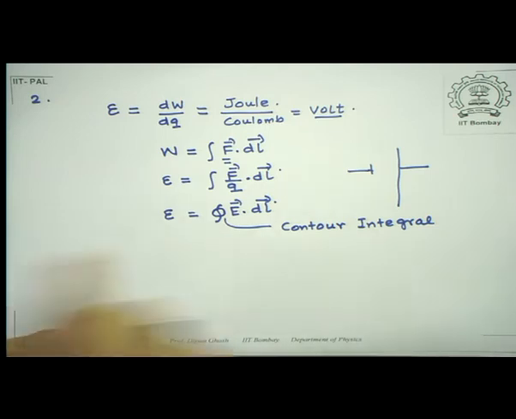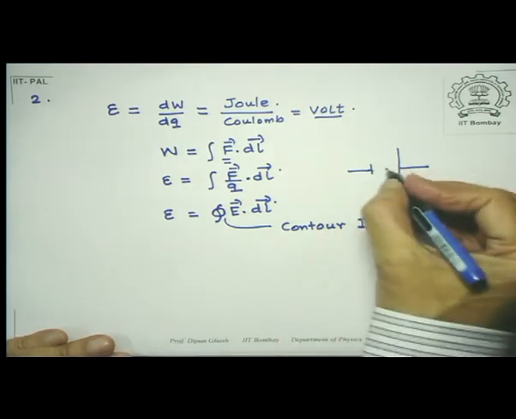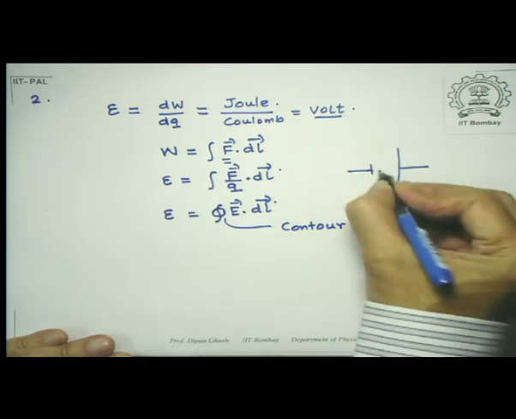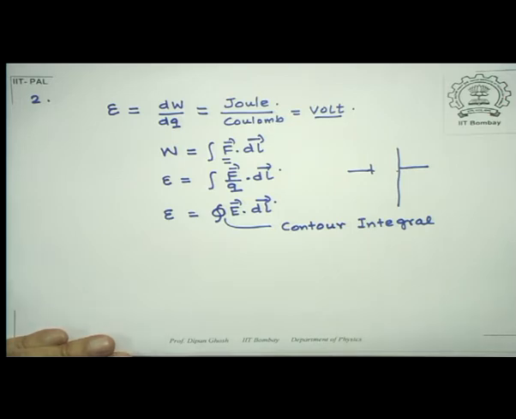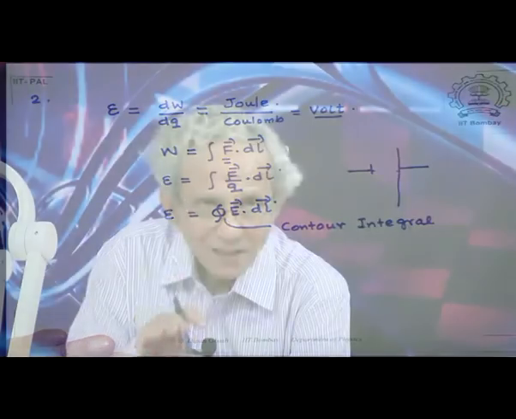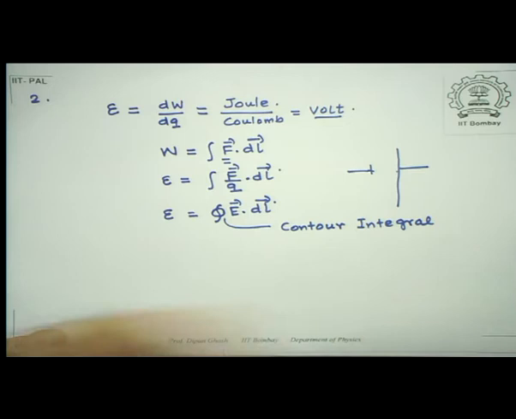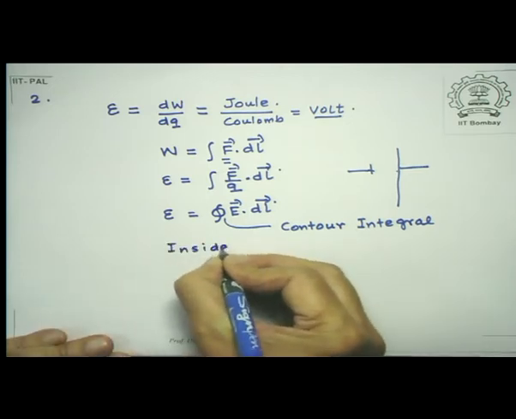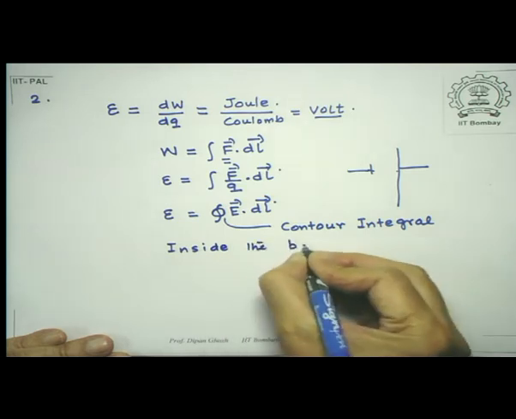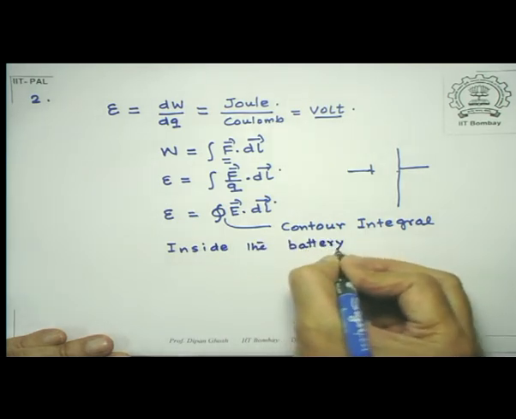Now how does it work? How do I show that these two things are equivalent? Now look at it this way, that when I am, if you like the word, pushing the positive charge from here to there, this is happening by the chemical reactions driving them. So this force, if you like, is a non-conservative force. So inside the battery, the force is non-conservative.